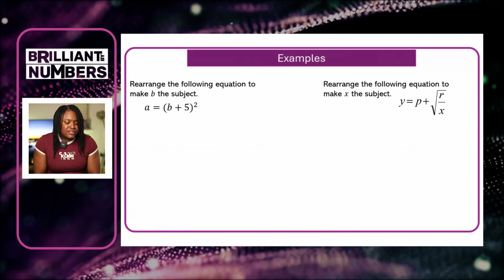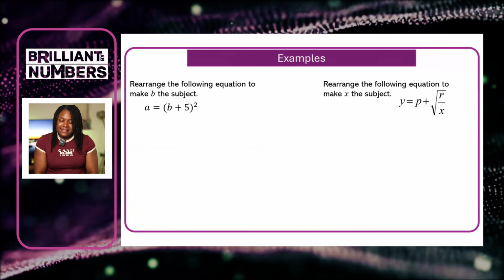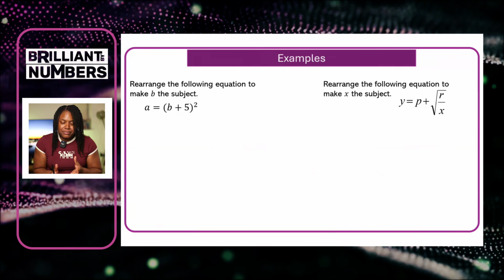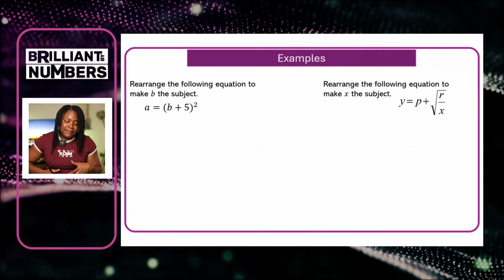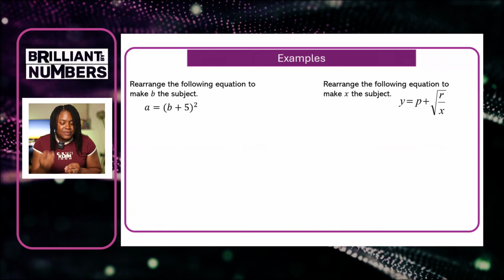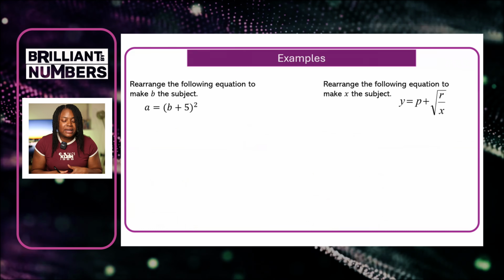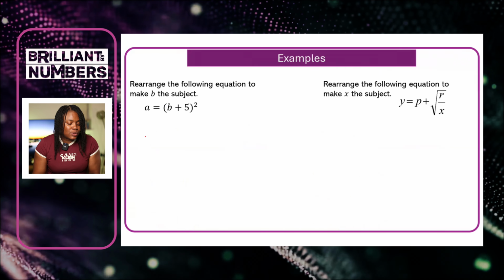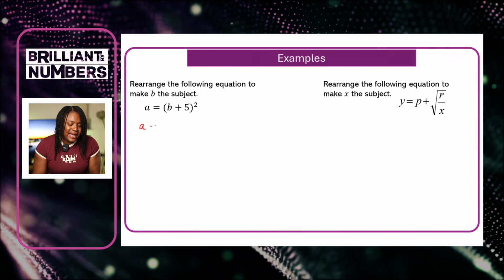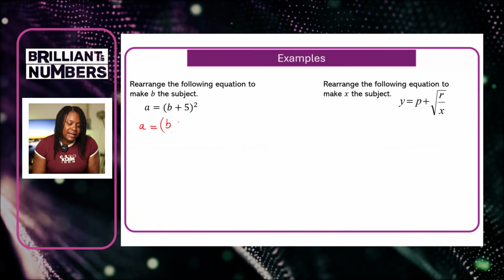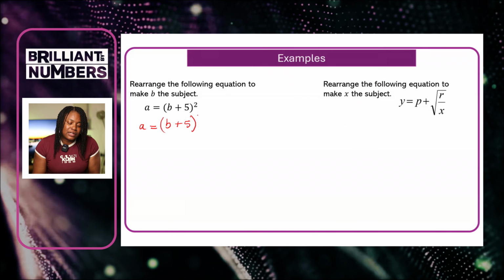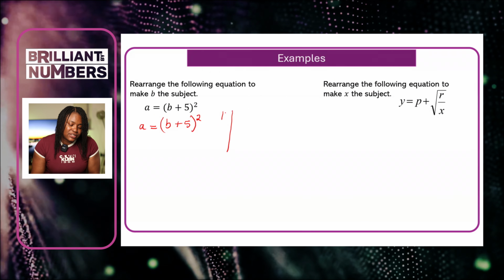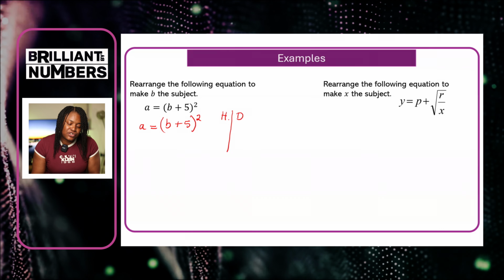We're asked to rearrange the following equation to make b the subject. We're given a is equal to b plus 5 all in bracket squared. Why is that important? Because it will direct the path I take when I'm going to do my inverse operations. Brilliant. So again, rewriting, I've got a equal to b in bracket plus 5, and that is all squared.